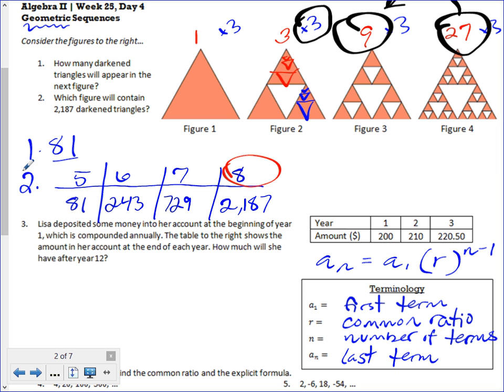Do you have to memorize any of these formulas? You don't have to memorize a single one. They're all going to be in the book.